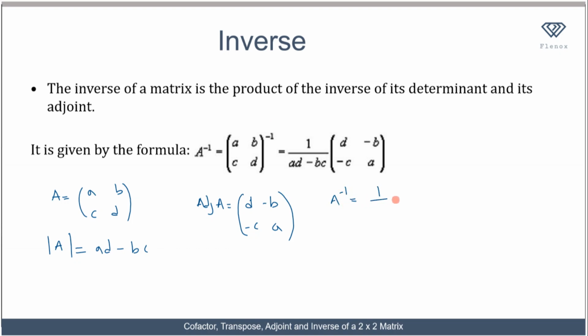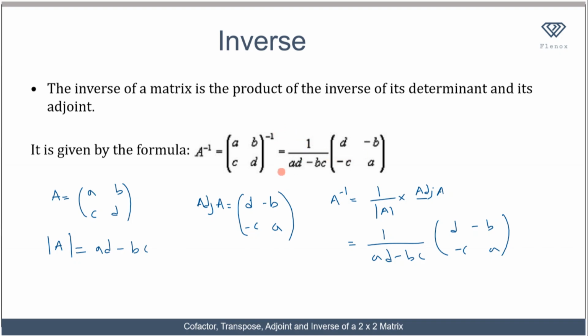So now the inverse of a matrix is given as the inverse of its determinant, 1 over the determinant, times the adjoint. Product of the inverse of determinant and its adjoint. So now the inverse in this case: 1 over the determinant we have found to be AD minus BC, and the adjoint we have found to be D, minus B, then minus C and A. So that is how this formula came about.